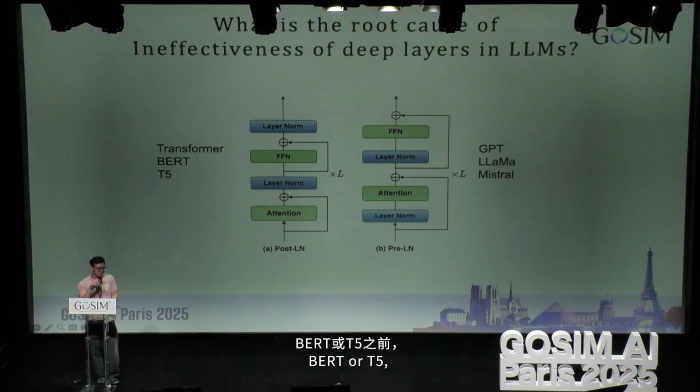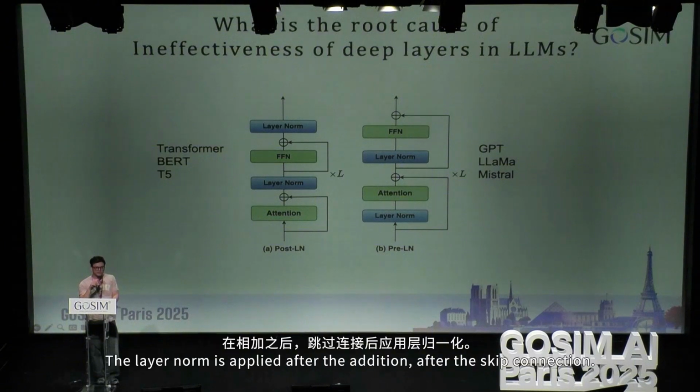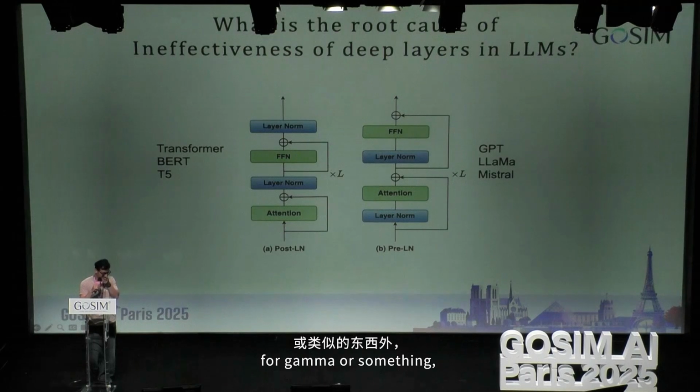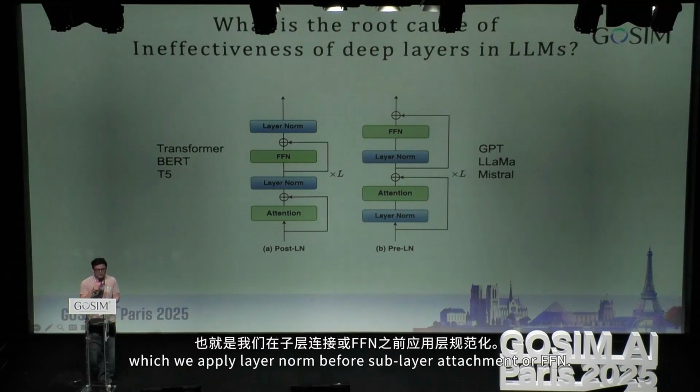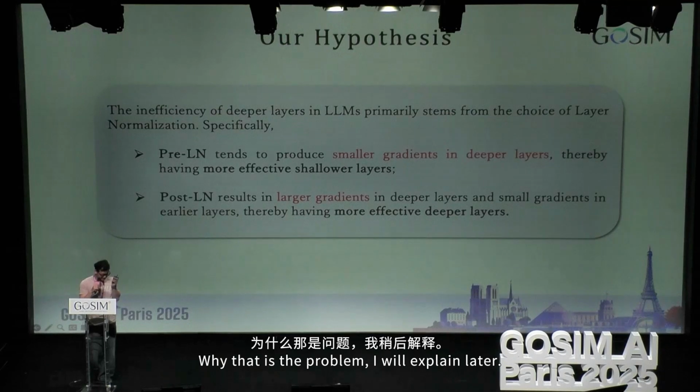like Transformer, BERT, or T5, they all apply what we call post-layer norm. The layer norm is applied after the addition or after the skip connection. But now all these language models, I think except for Gamma or something, they use sandwich norm. They use pre-layer norm, which we apply layer norm before sub-layer attention or FFN. And why that is the problem, I will explain later.